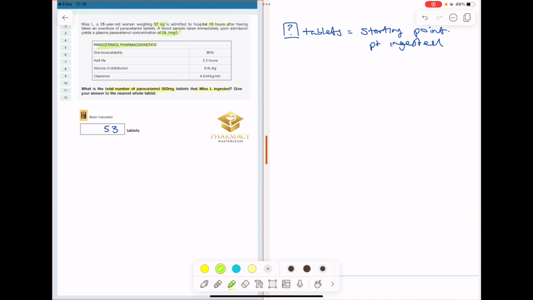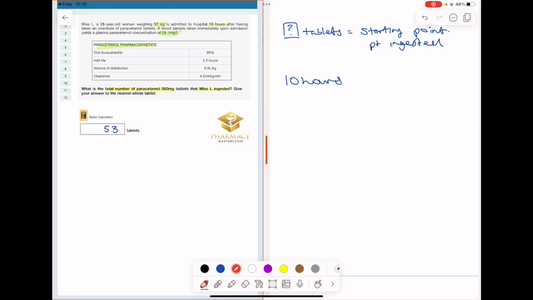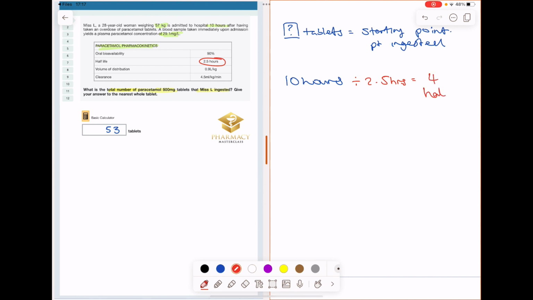So straight away I can start to build a picture of the information. If it's been 10 hours since the patient was admitted and the half-life is 2.5 hours, then I can do 10 hours divided by 2.5 hours to get how many half-lives have passed. So I can do 10 divided by 2.5. That tells me that 4 half-lives have passed so far.